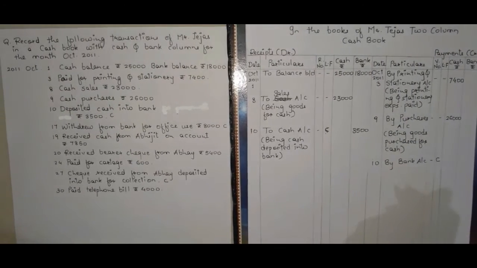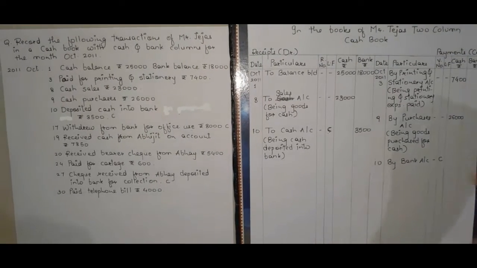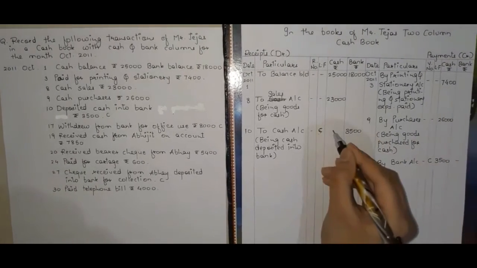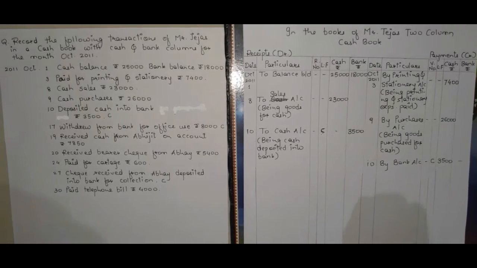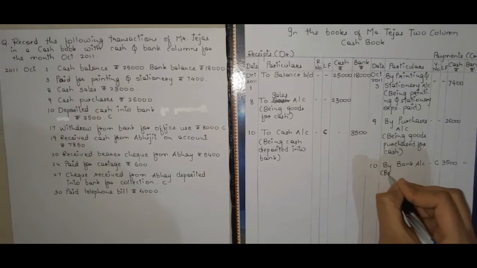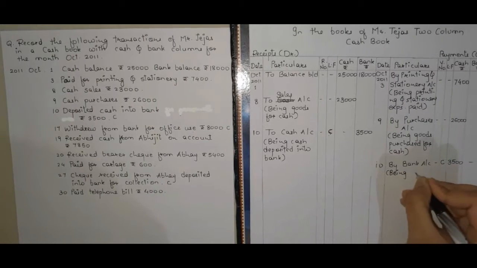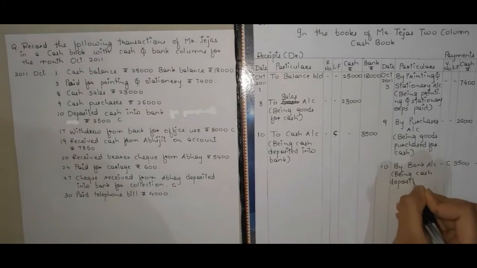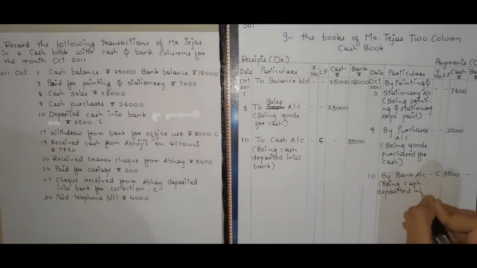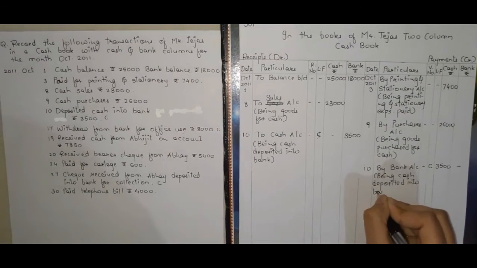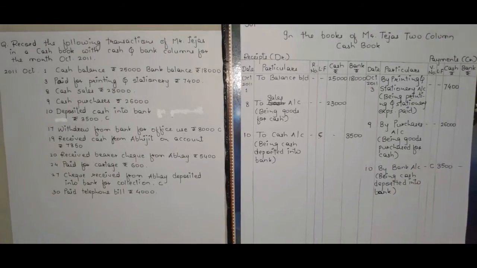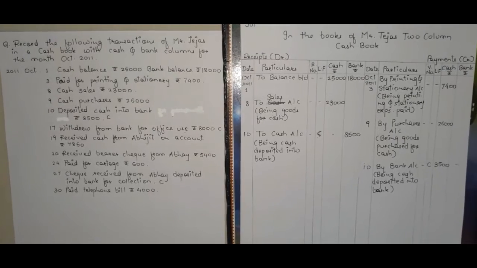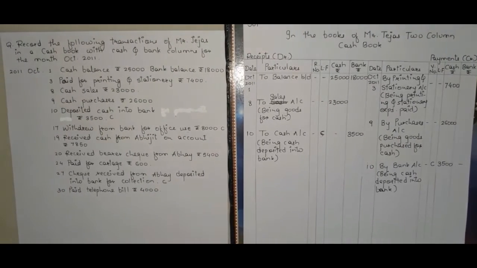So what is the amount? 3,500. Now we are receiving that amount in cash, so in the cash column we have to write 3,500 and just mark it as dash in the bank column. Narration for this: being cash deposited into bank. Same narration. Okay, so this is how a contra entry is recorded in a double column cash book. I hope you understood this transaction. So let's move on to the next one.